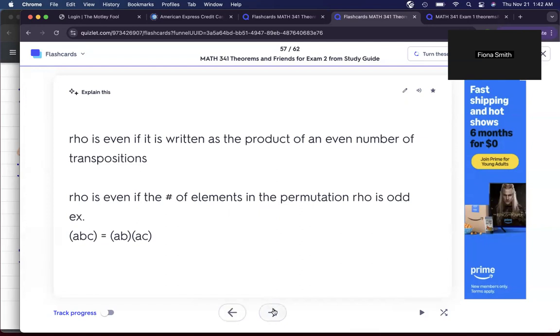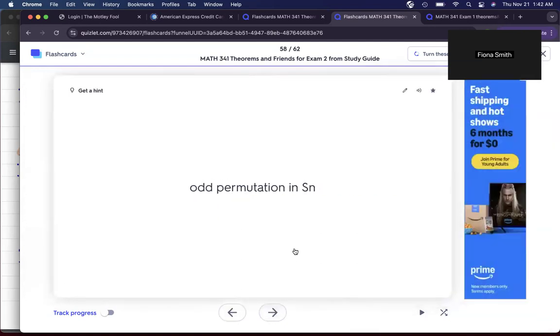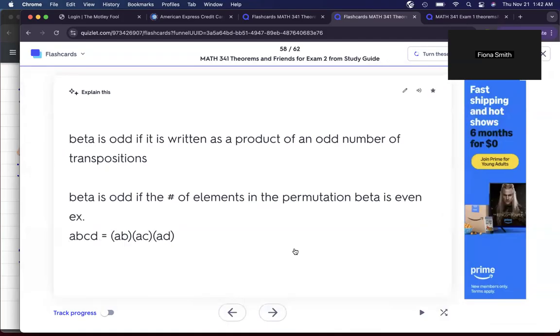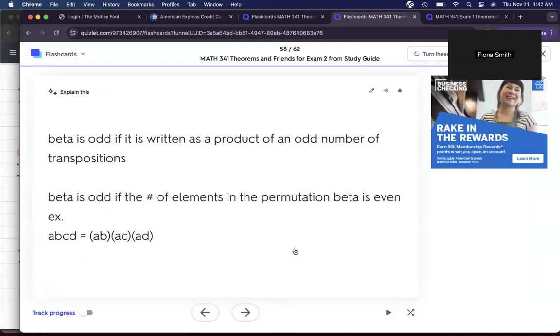Conversely, an odd permutation in Sn is written as a product of an odd number of transpositions, and you could do a similar alternative definition, or just a quick way to show it or know it. So a permutation is odd if the number of elements in the cycle is even. I meant to put (a b c d) in parentheses, but you can count A, B, C, D, that's 4 things, that's even. So you know that the permutation (a b c d) is odd because it just works out that way every time.